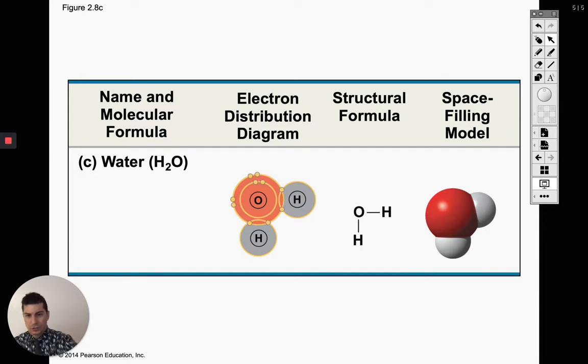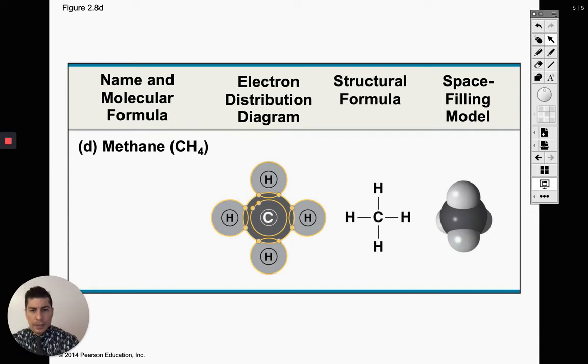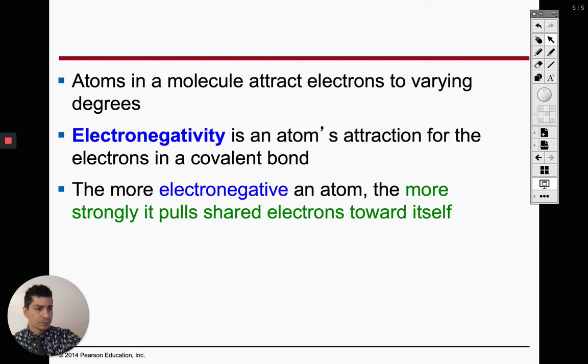Those 6 electrons in its outer shell will allow it to bond to 2 atoms of hydrogen, and that's how we get water, okay? And here's that picture of methane, guys. Methane, 4 valence electrons. It can make 4 bonds, so it can bond with 4 different hydrogens.